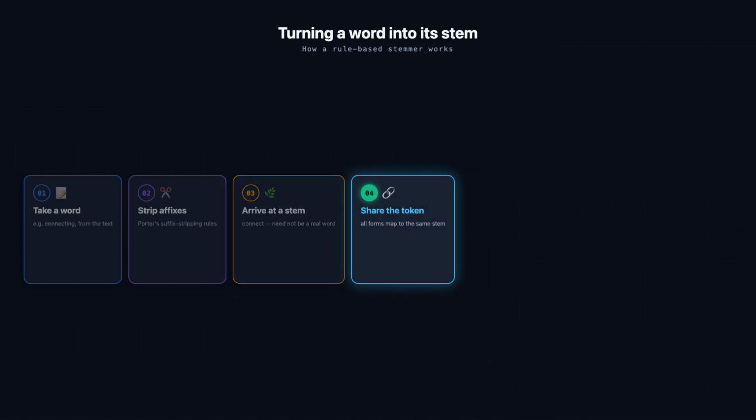Finally, every other form of that word maps to the same stem. Connected and connection land on connect too, so all of them collapse into one token. That shared token is exactly what search and text analysis were after, because now the machine treats a whole family of words as one thing.